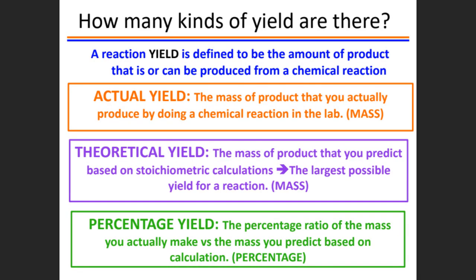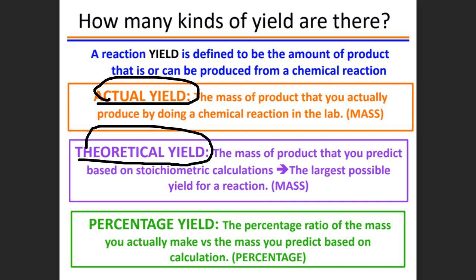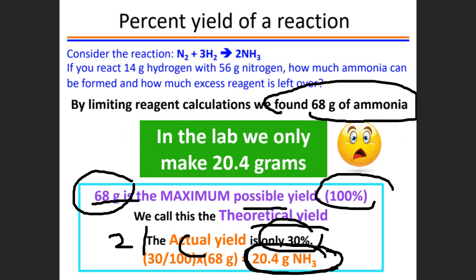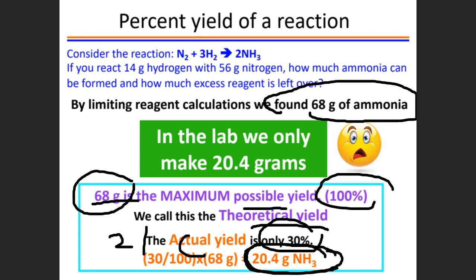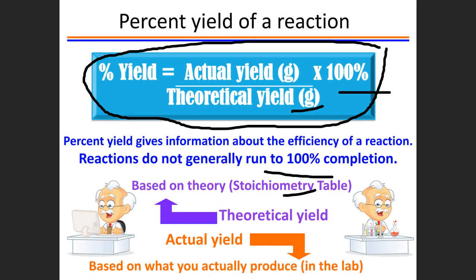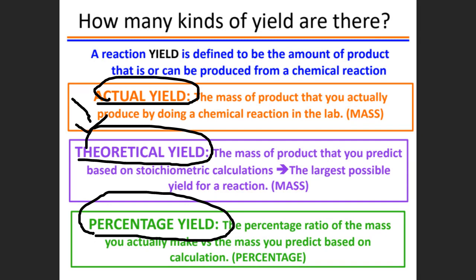How many kinds of yield are there? We have actual yield, we have theoretical yield, we have percentage yield. Theoretical yield we get by using our stoichiometry table. Actual yield is what we get after doing the reaction. And the percentage we can get from these. So there are three types of yield.